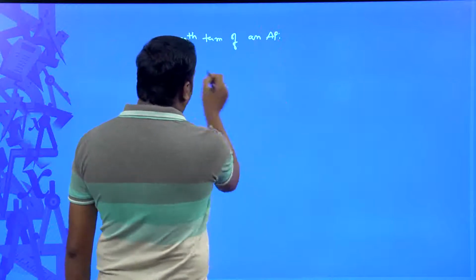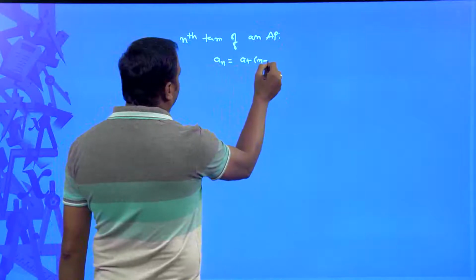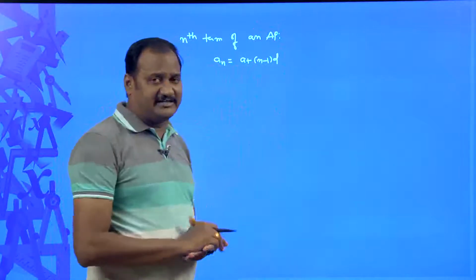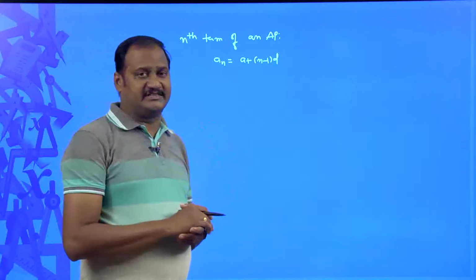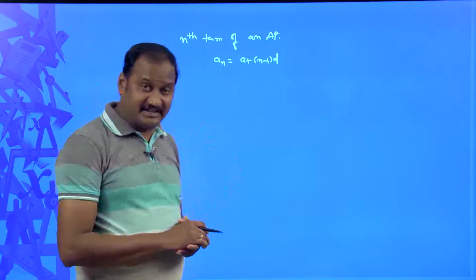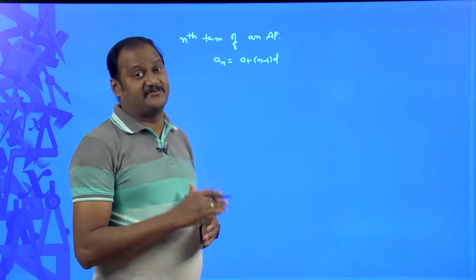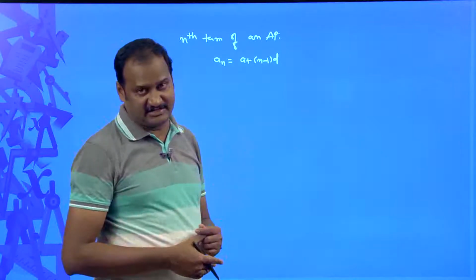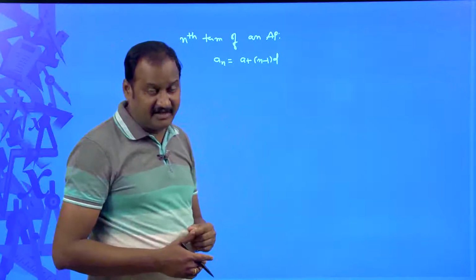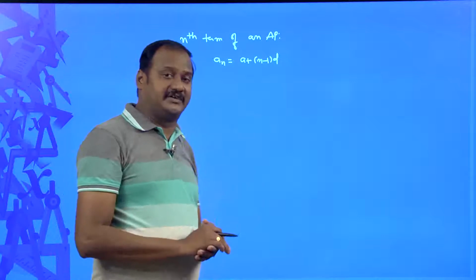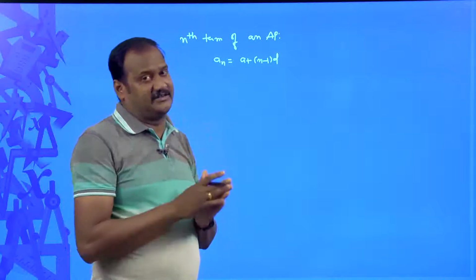The nth term of an arithmetic progression is a_n = a + (n - 1)d. If you understand this clearly, then we can create very interesting problems with it, and sometimes we can easily figure out whether a given nth term is the nth term of an arithmetic progression or not. Because not every nth term is the nth term of an arithmetic progression. But when you are given the nth term of any sequence, you can easily say whether it is an AP or not.